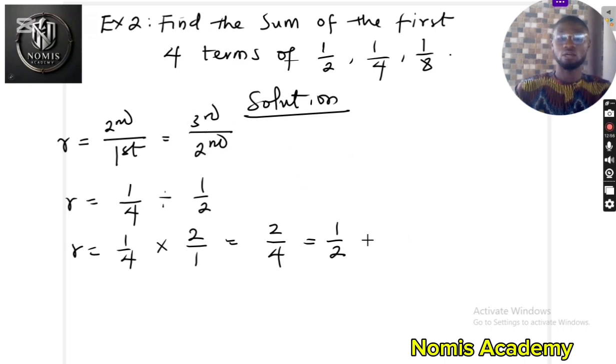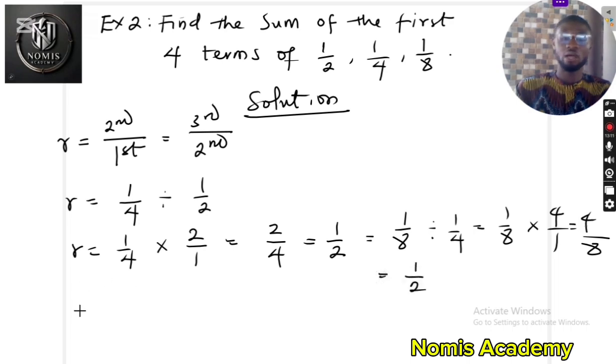So the third term is 1 over 8, divided by the second term, which is 1 over 4. And that becomes what now? 1 over 8 multiplied by 4 over 1. So 1 times 4 is 4, and 1 times 8 is 8. If you reduce to the lowest term, it becomes 1 over 2. So now our common ratio has been established to be 1 over 2, which is less than 1. So let us choose the formula to calculate the sum of the geometric progression.